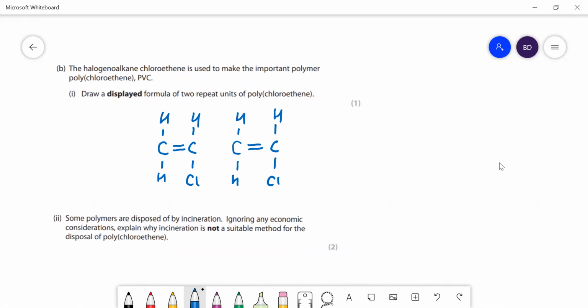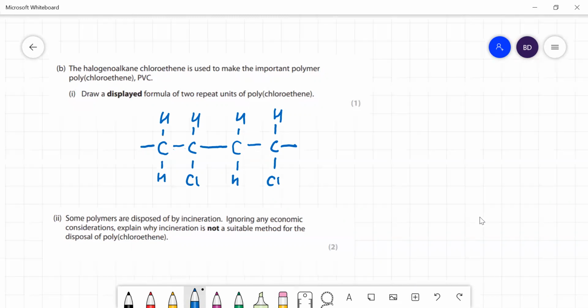So what happens is we break the double bond there, and we form a new single bond between those 2 carbons, and of course the single bond is going to the next one along, and that single bond is going to the next one along there. So there's 2 repeat units of it, and that's displayed. I've drawn every bond there.